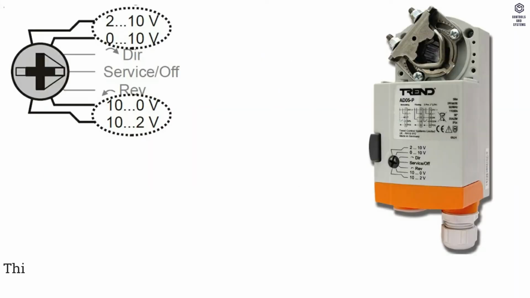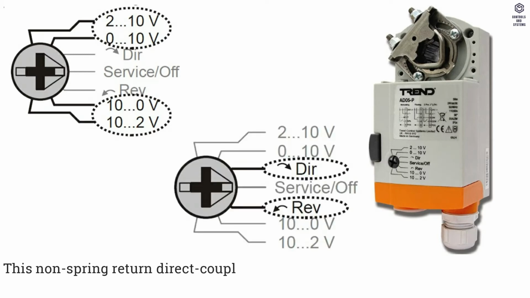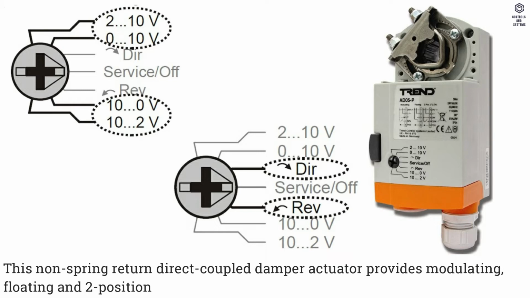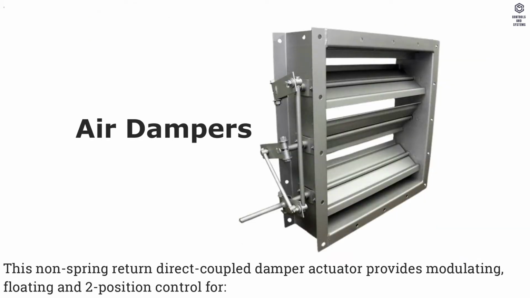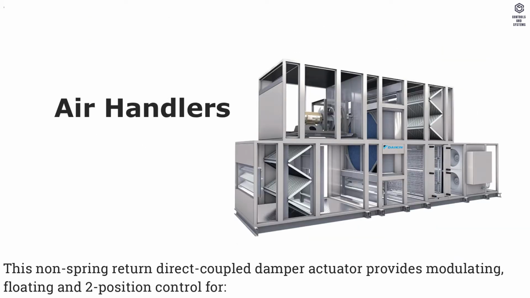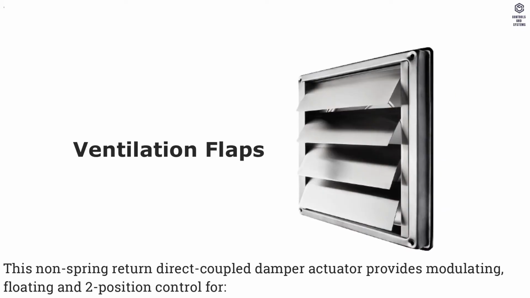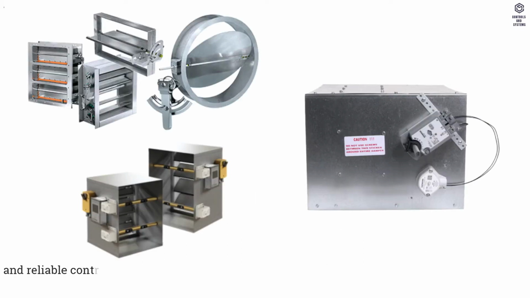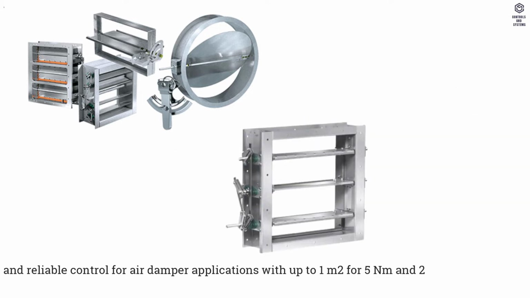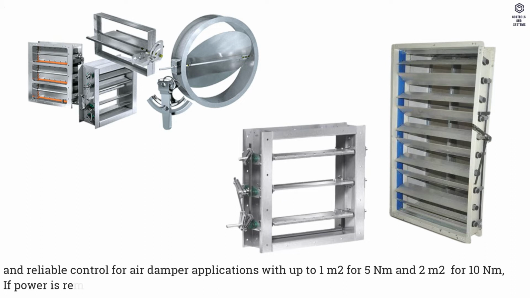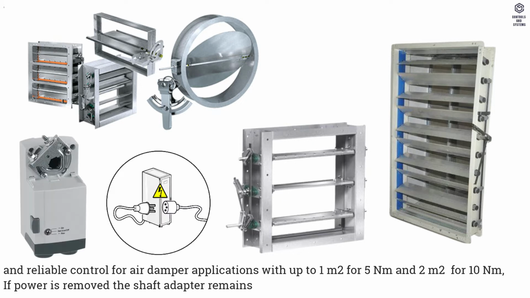Overview. This non-spring return direct coupled damper actuator provides modulating, floating and two-position control for air dampers, VAV units, air handlers, ventilation flaps, louvers, and reliable control for air damper applications with up to 1 square meter for 5 Newton meters and 2 square meters for 10 Newton meters. If power is removed, the shaft adapter remains in position.